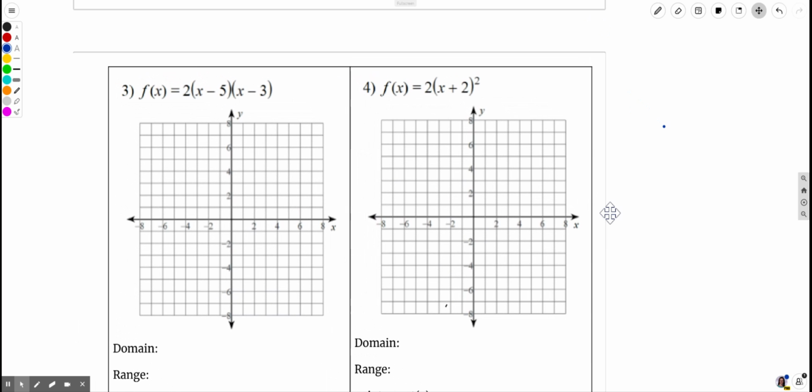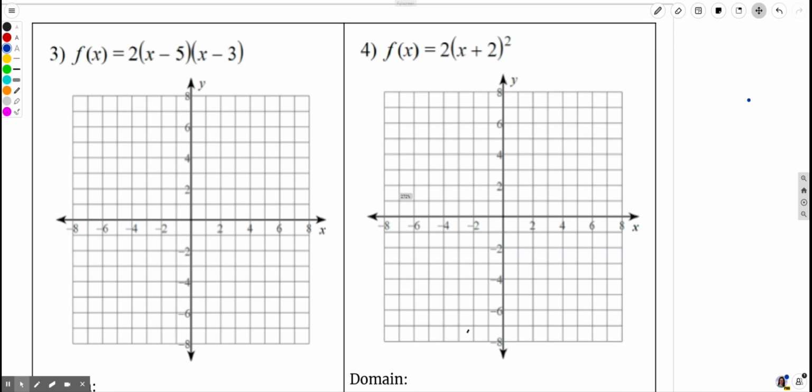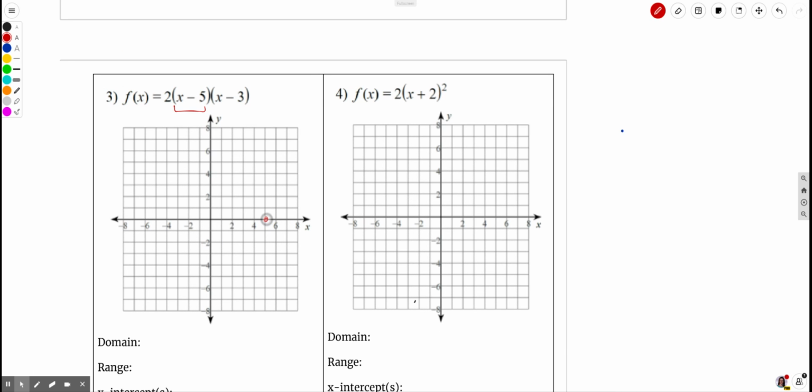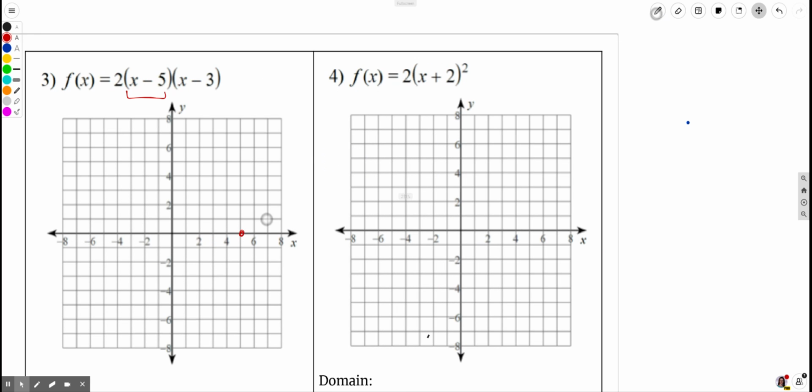All right, we've got 2 more things to graph, so let's take a look. What I'm actually going to do is graph them first, and then answer all of the questions, because hopefully by now we're experts. Every factor will give you a 0 or an x-intercept. So x minus 5 will be 0 whenever x is 5. And x minus 3 will be 0 whenever x is 3. So let's see.